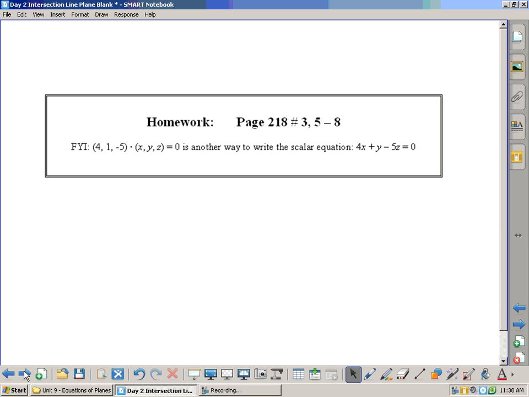By the way, the textbook again likes to show various different ways. Look at this, what you have here, 4, 1, -5, dot xyz equals 0. It's another way to write it in scalar form because if you actually did this dot product here, you multiply the x's together, the 4 times the x, the y's, the 1 times the y, the z's, and you add them together. So, I mean, it's exactly the same. It's just they're trying to make things a little more complicated.